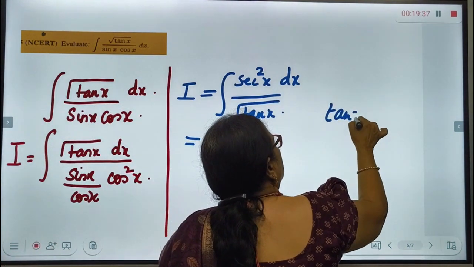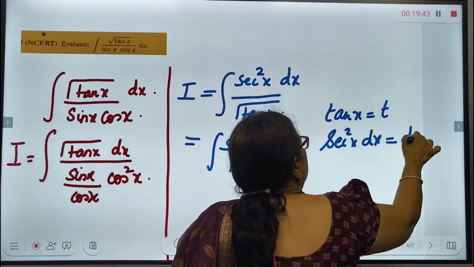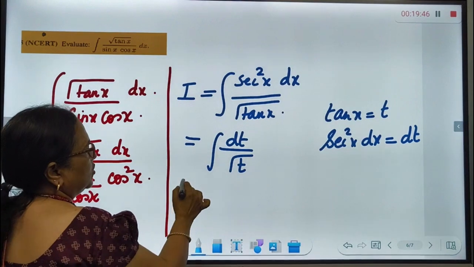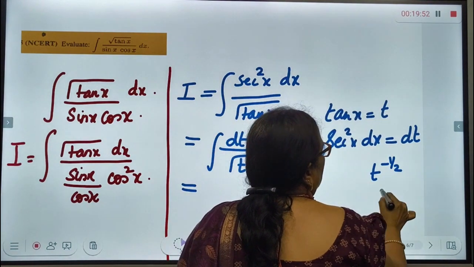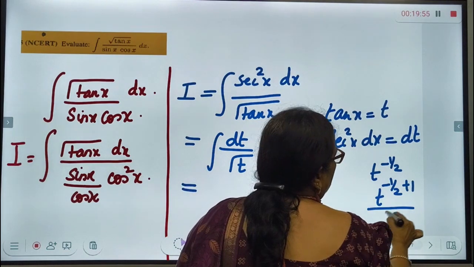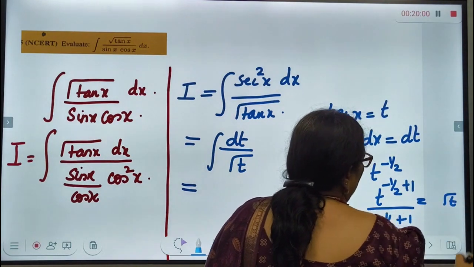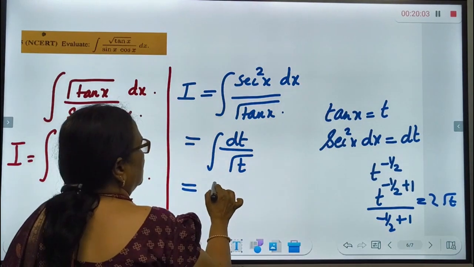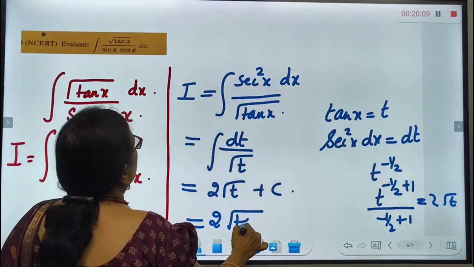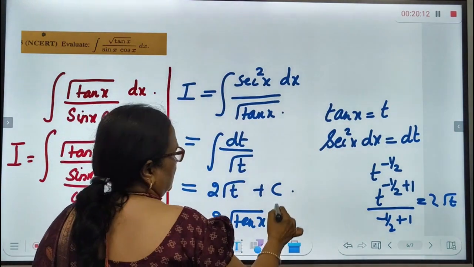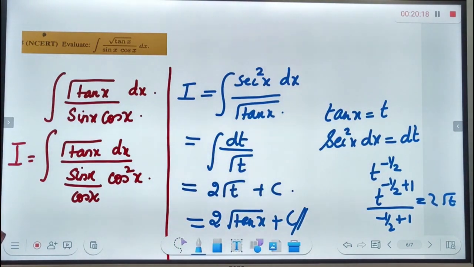Let tan x be t. Secant square x dx equal to dt. Okay, so this will be 1 by root t if you integrate, that is t power minus half. If you integrate, what will you get? T power minus half plus 1 by minus half plus 1. So this is root t by half, so 2 root t plus c, which is 2 times root of t is what? Tan x plus c. So 2 root tan x plus c.